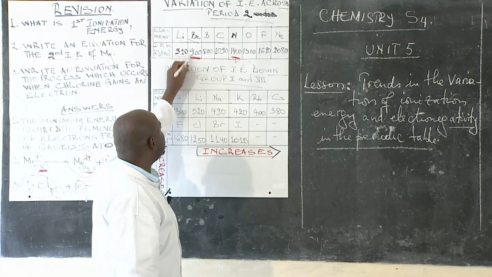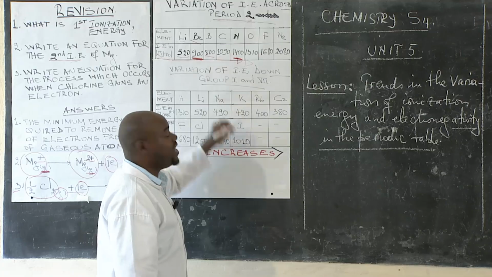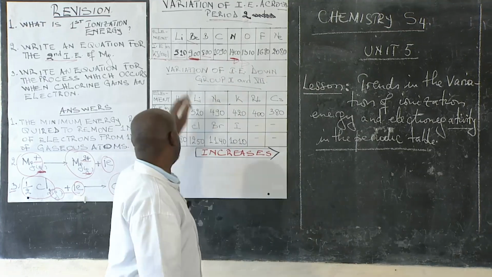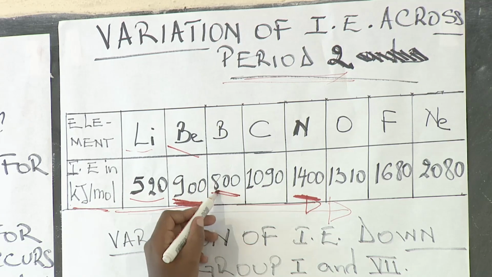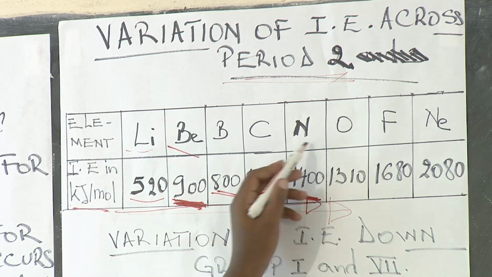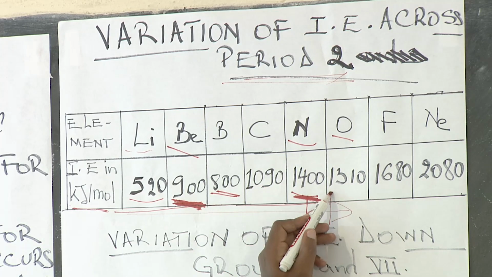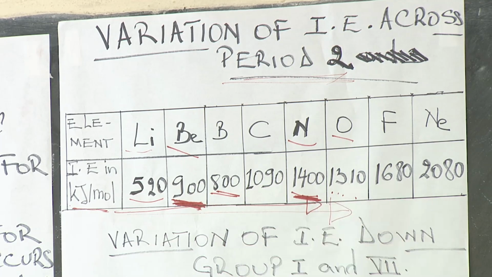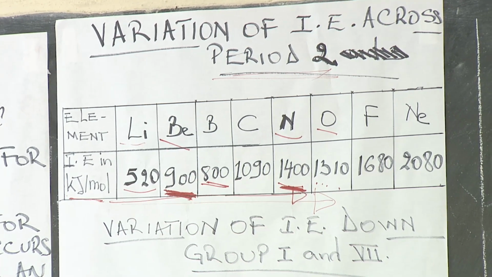Beryllium has 900 kilojoules per mole, and boron has 800. Sorry, here I said 90, it's not 90, it's 900, sorry. And here we have 800. On nitrogen, we have 1,400, and oxygen, it is 1,310. So why are those two elements exceptional?